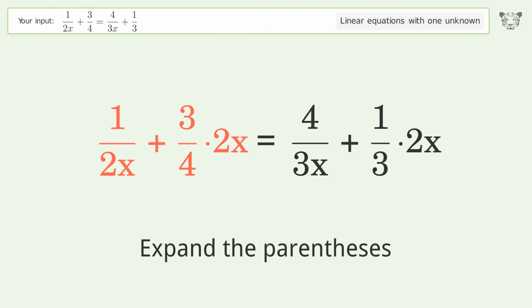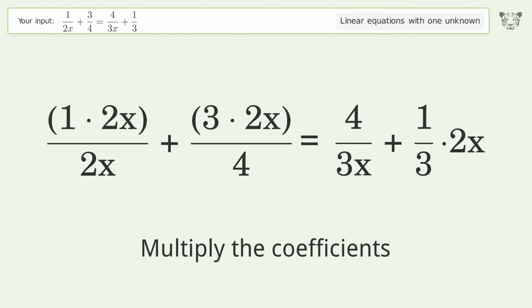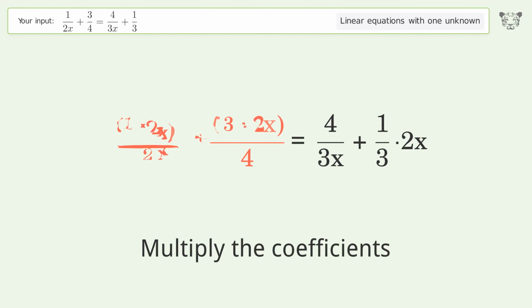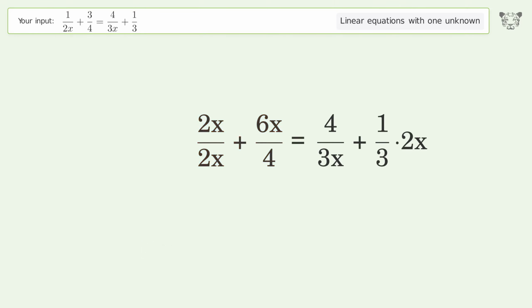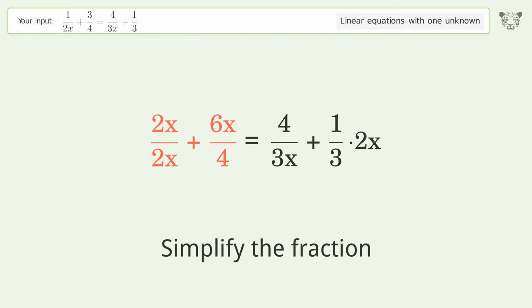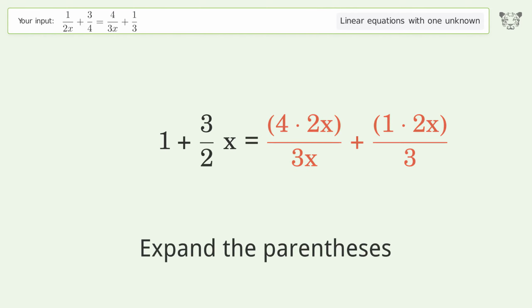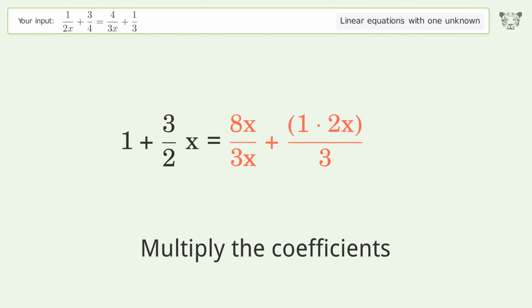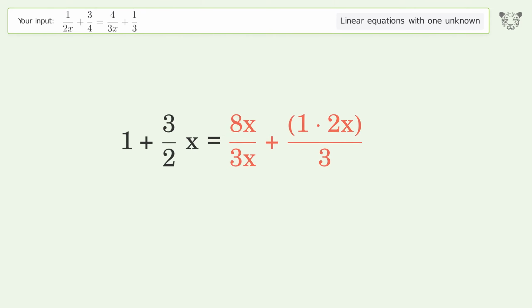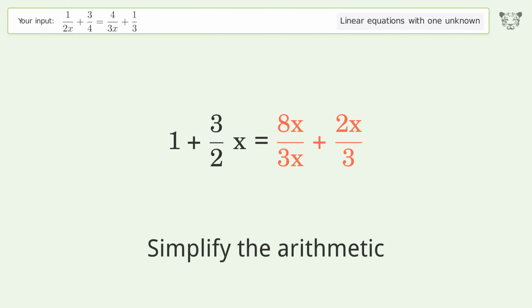Expand the parentheses. Multiply the coefficients. Simplify the fraction. Expand the parentheses. Multiply the coefficients. Simplify the arithmetic.